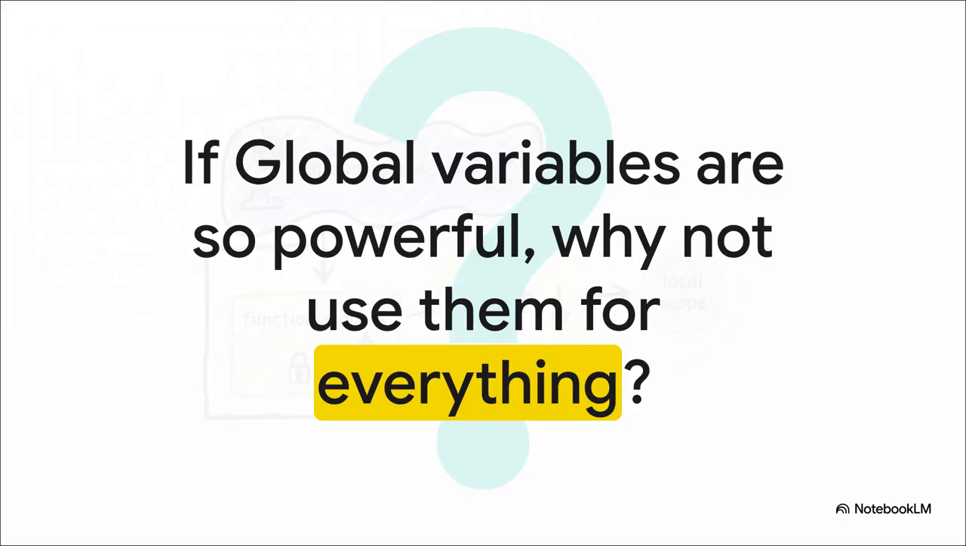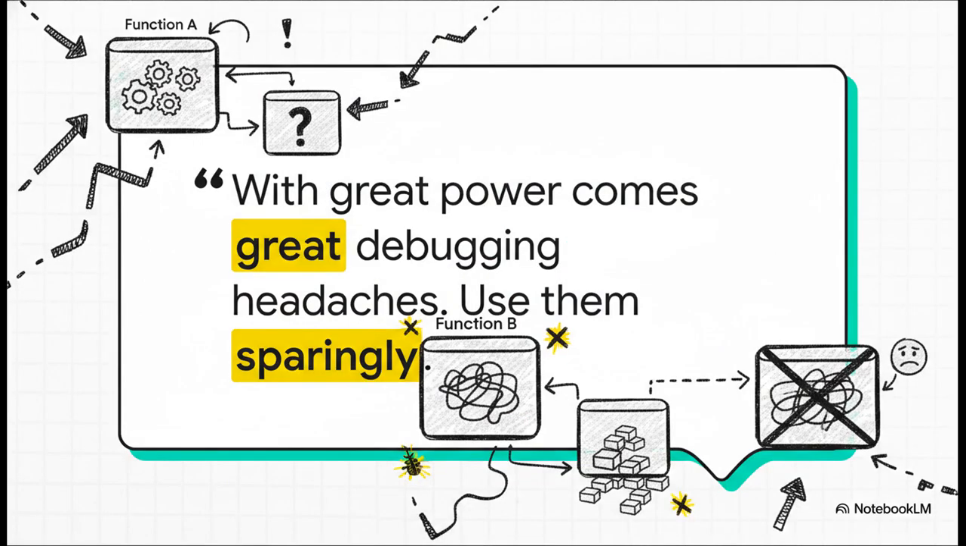Now, at this point, you might be thinking, these global variables seem awesome. They're so easy. You can get to them from anywhere. Why not just make everything global? And look, it's a tempting idea, but trust me, it's a path that leads to madness. And that leads us to probably the single most important piece of advice here. Just because you can use global variables everywhere doesn't mean you should.